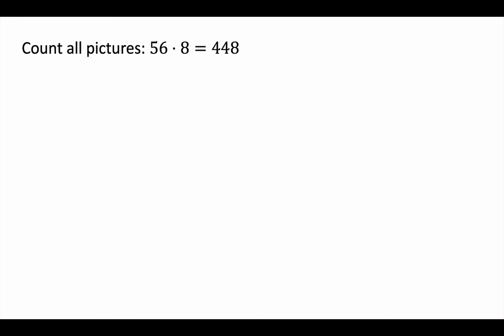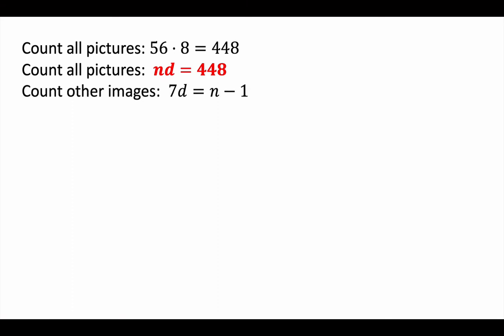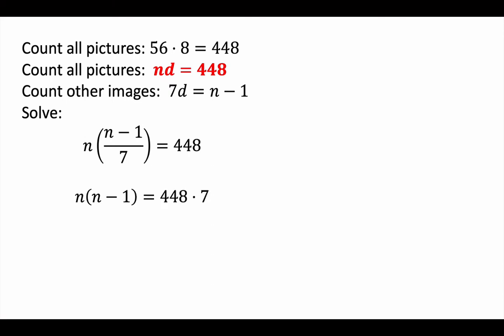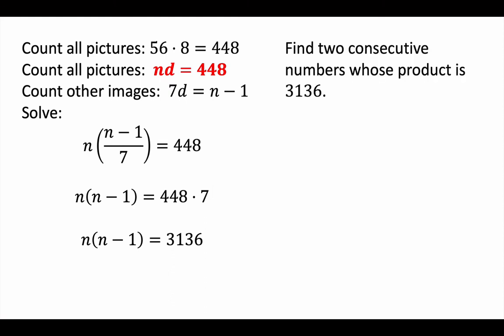56 times 8 is 448, so there are 56 cards instead of 55 now. We've added 8 new pictures. N times D is equal to 448 then instead of 440. Our other equation, 7D equals n minus 1, still holds. We substitute, multiply both sides by 7, and we get n times n minus 1 is equal to 3,136. Once again, no algebra here, it's a puzzle. Find 2 consecutive numbers whose product is 3,136.